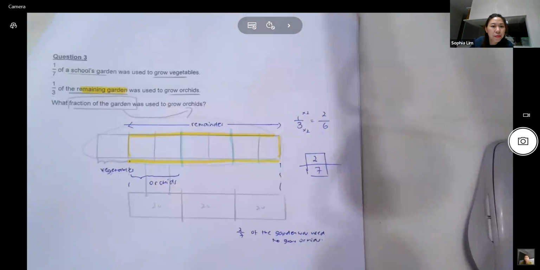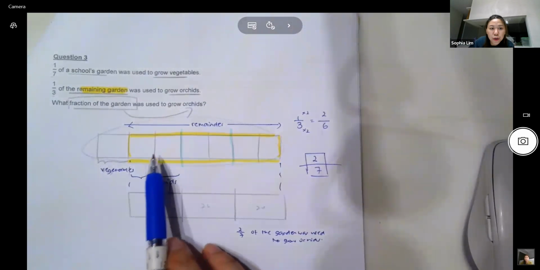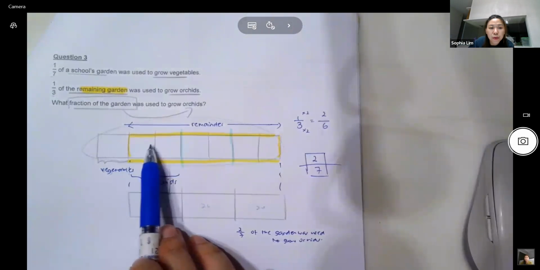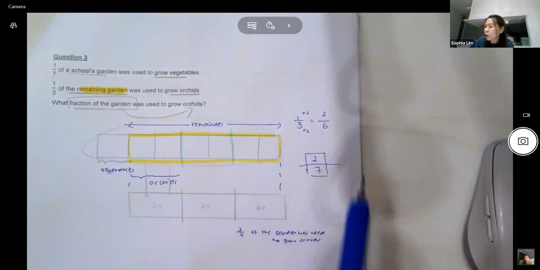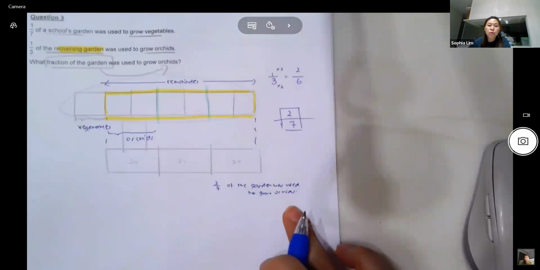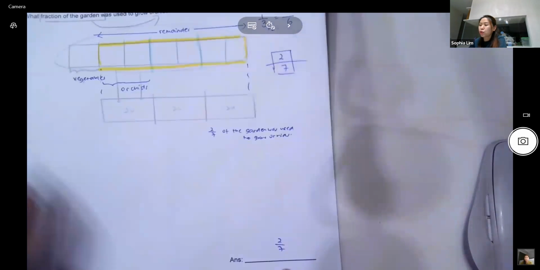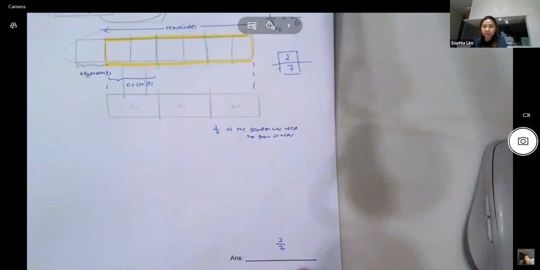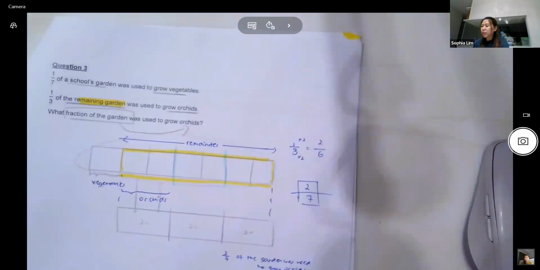Let me zoom in my video. What fraction of the garden? So it's 2 out of 1, 2, 3, 4, 5, 6, 7. So the answer is 2 out of 7 of the garden was used to grow orchids. So this answer is 2 out of 7. All right, let's move on.